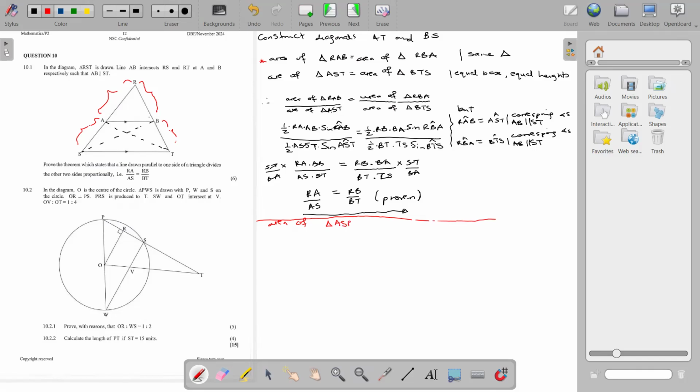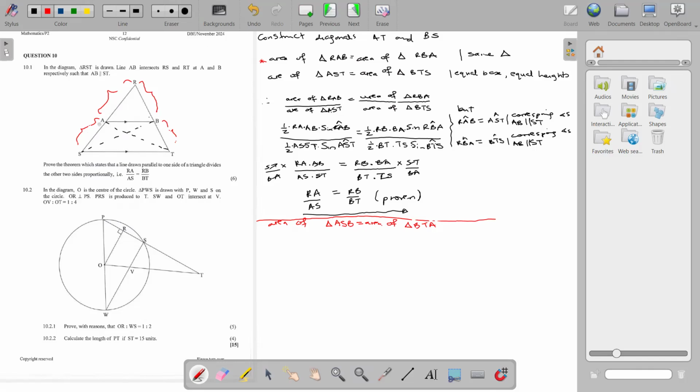ASB is equal to area of triangle, area of triangle. The other one, the first one we took ASB, the second one we are going to take is triangle BTA.